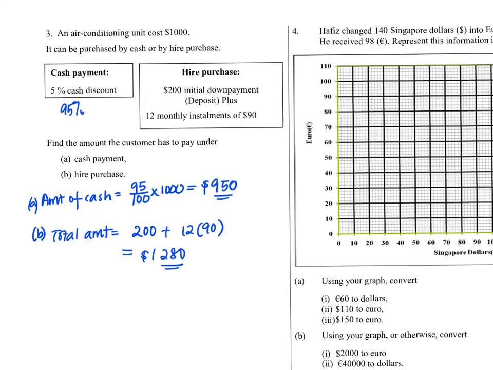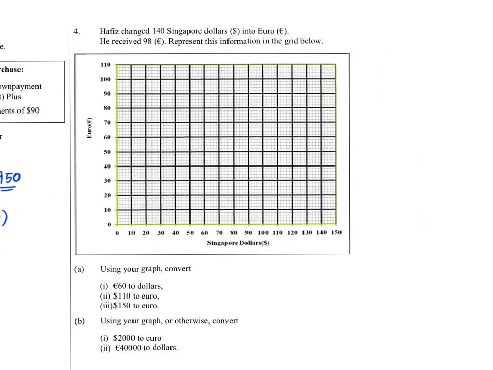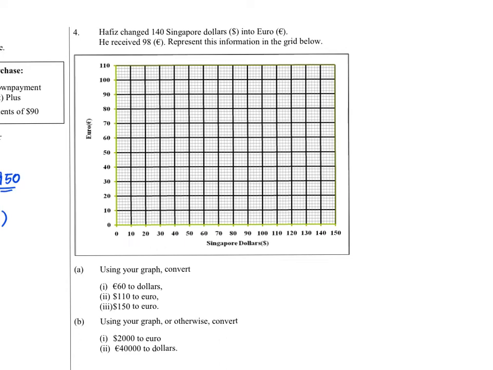Okay, question number 4. Now question number 4 is a graph in practical situation, where you need to use information to draw some things and then plot some numbers given to you. Now we look at the question. They say that Hafiz changed 140 Singapore dollars into euro. He received 98. So this is actually a pair of information that I need to plot and represent on the grid below.